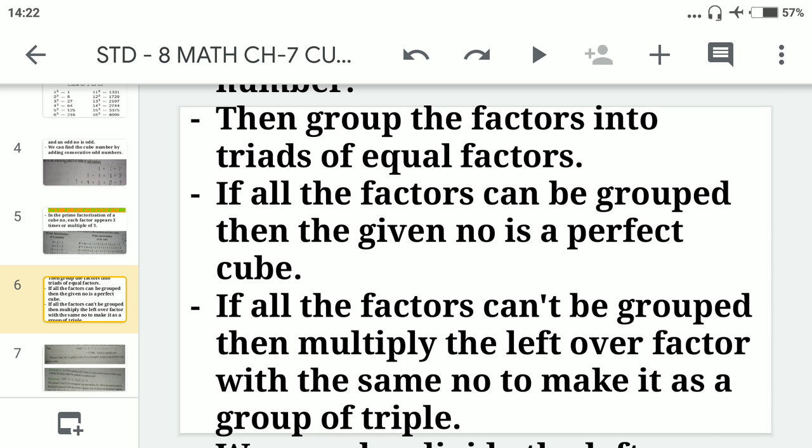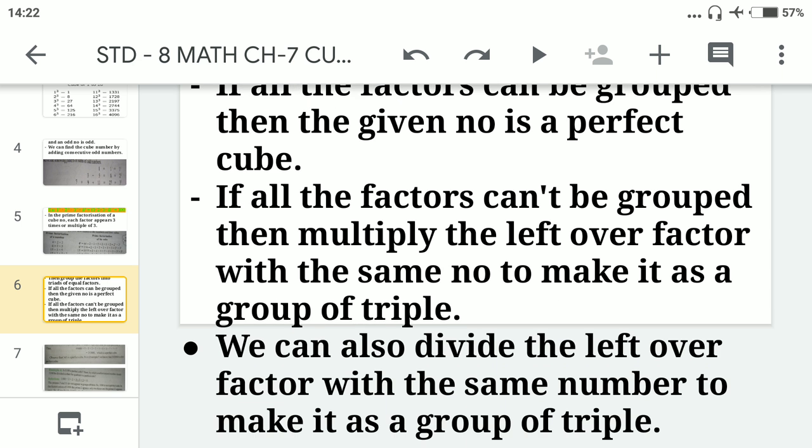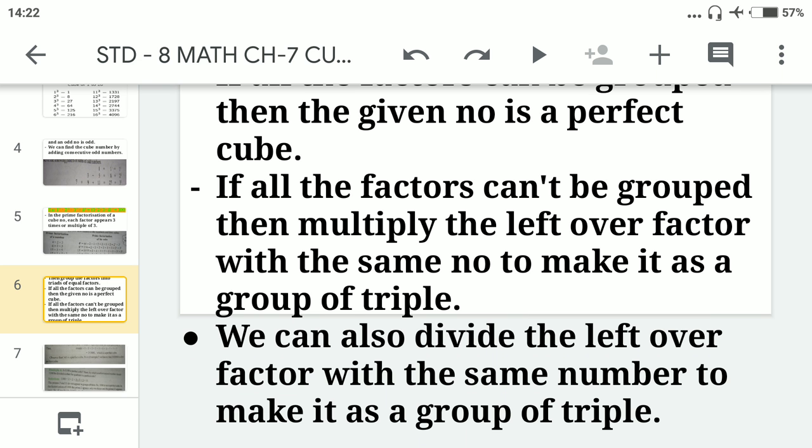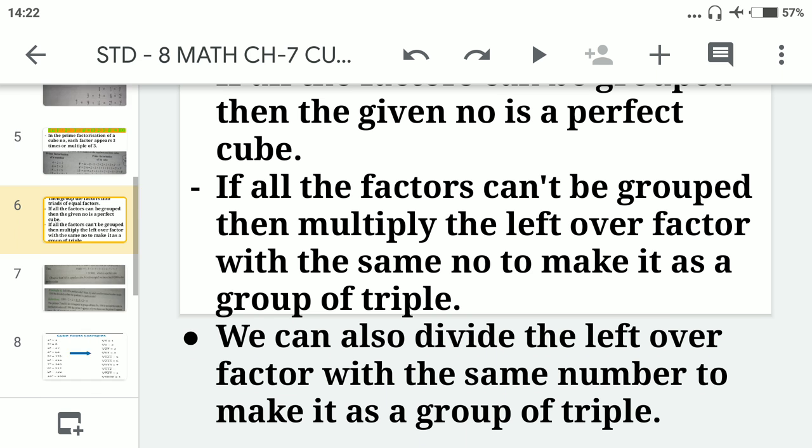If it is not, then what to do? If all the factors cannot be grouped, then multiply the leftover factor with the same number to make it a group of triple. Now whatever is left, you have to multiply that number to convert it into a group. Then we can also divide the leftover factor by the same number to make it a group of triple. Whatever is left, if you divide by that number, you will get a perfect cube number, either by multiplying or by dividing.